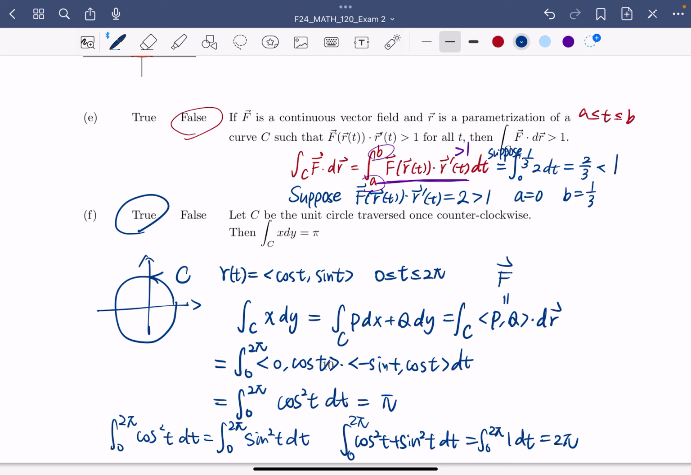Okay, so that's the past exam 2 for fall 2024. And good luck to your exam 2. Thank you.